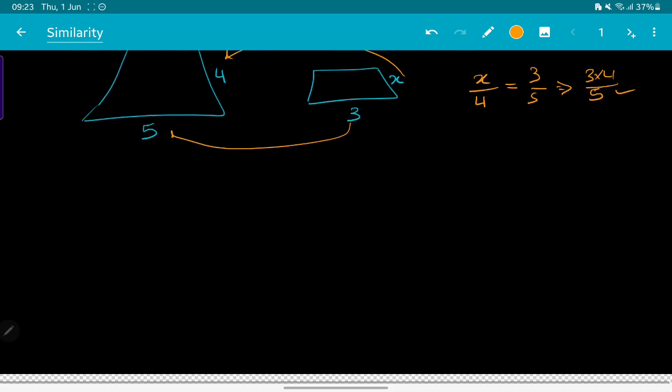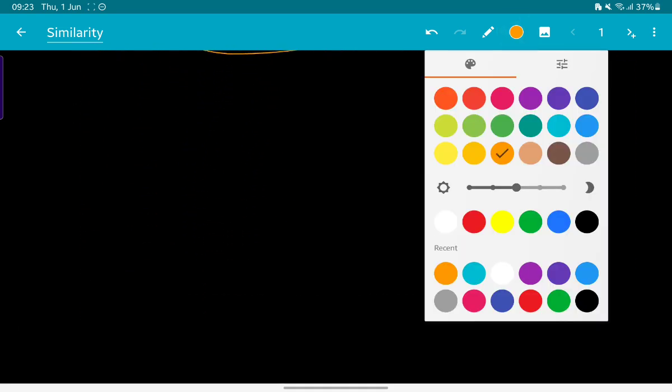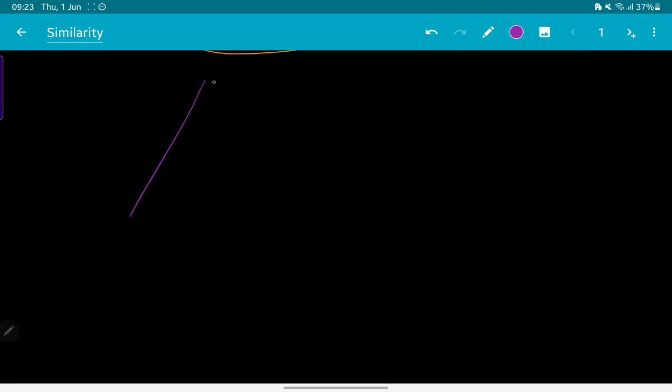Now let's go to the triangles. The two bases are parallel. We have two triangles, the small one and the big one, and the two triangles are similar. This angle is equal to this angle, and the same here, because they are corresponding. So if this is x, y, and this is a, b, we can say that a over b is the same as x over y.